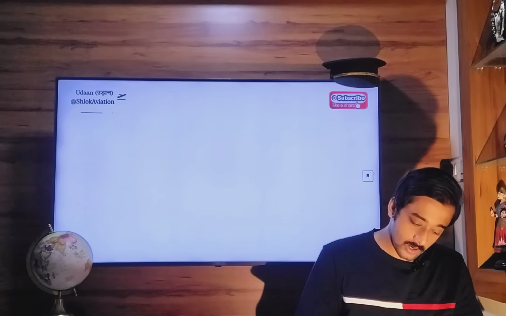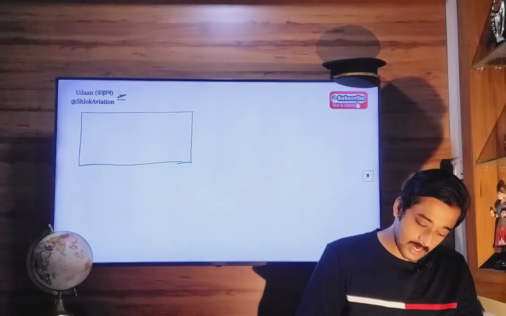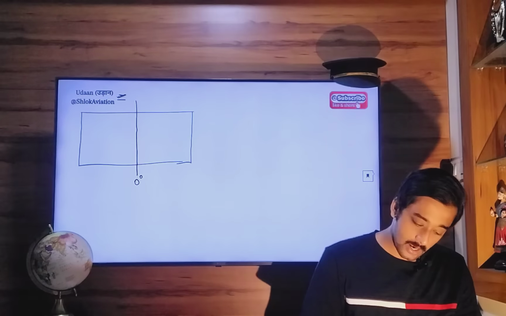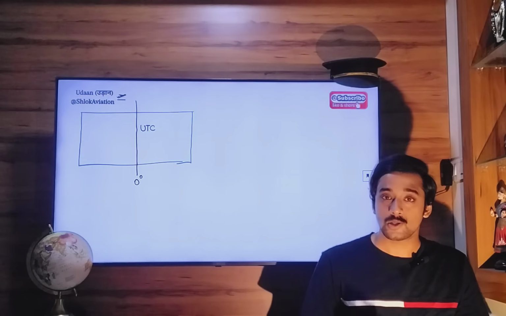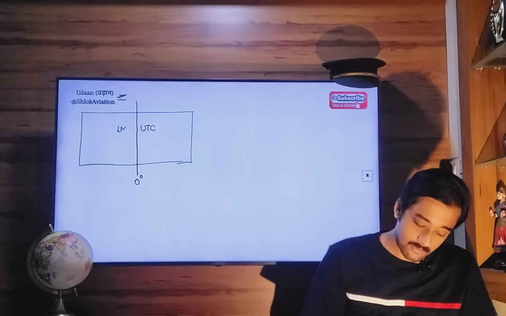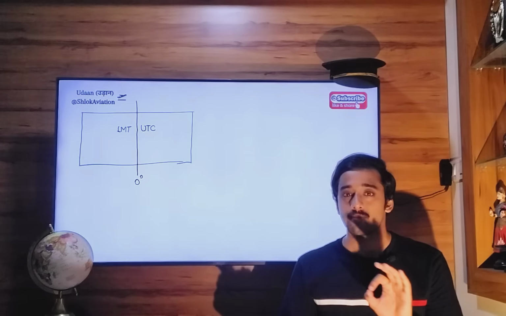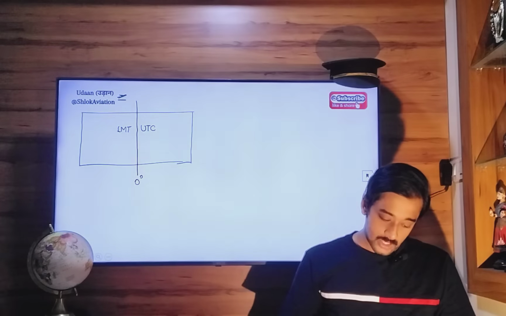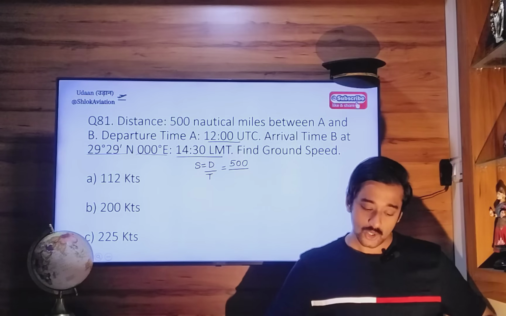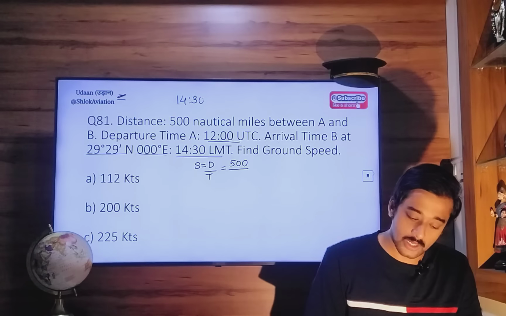Now let's say this is your Earth. We have the 0 degree prime meridian. All the timings at the prime meridian are nothing but UTC timings, and the time at this particular longitude, 0 degrees, will also be the same as local mean time. So your 0 degree longitude is one unique longitude where local mean time equals UTC time. The place of your arrival, your destination, is at the 0 degree prime meridian. So 1430 LMT also means 1430 UTC.